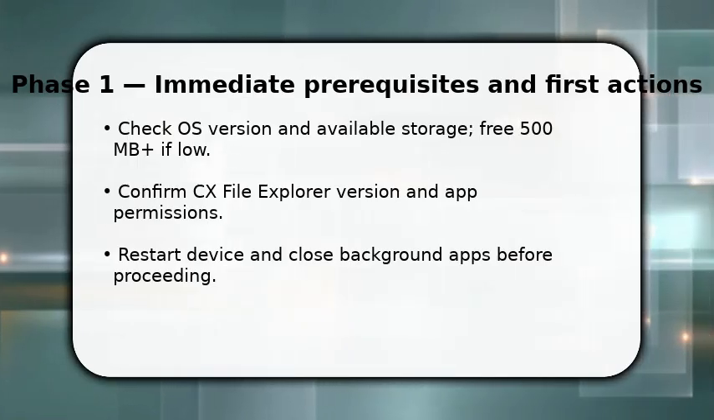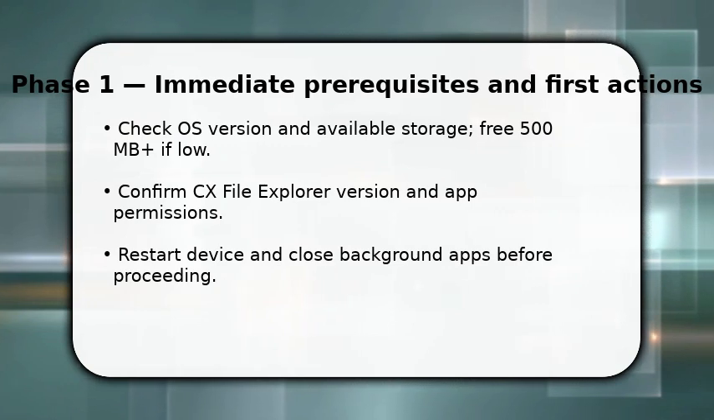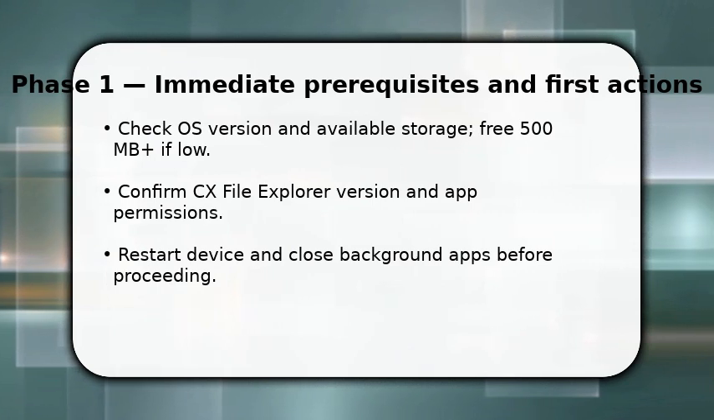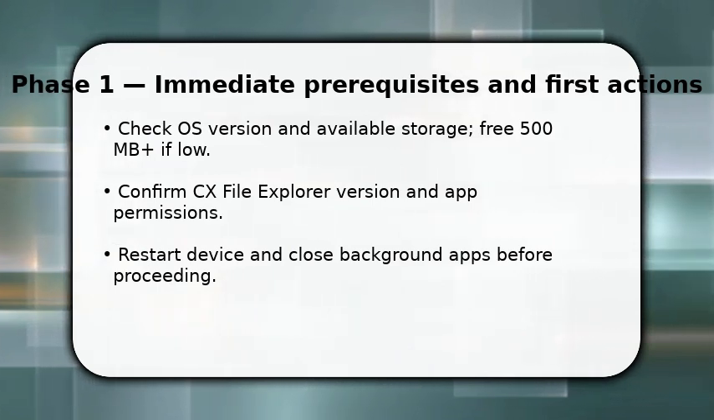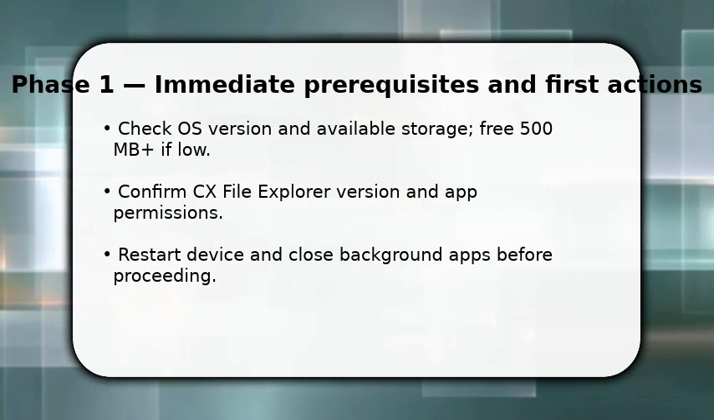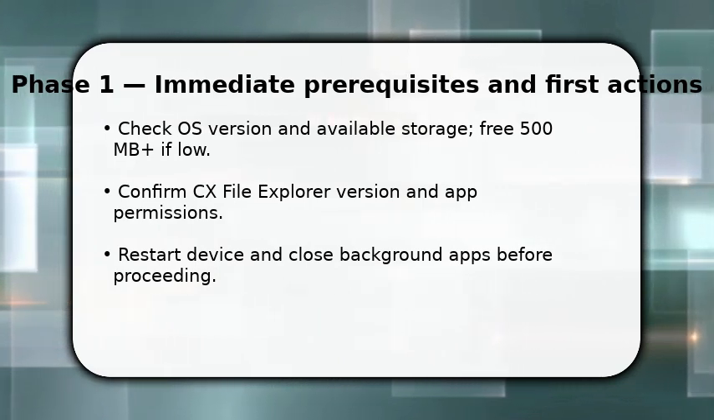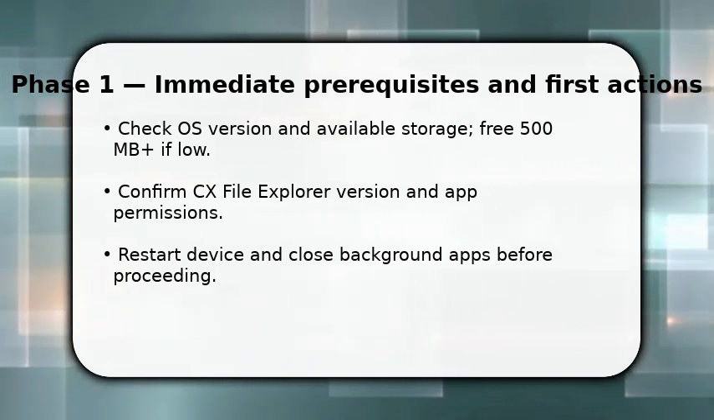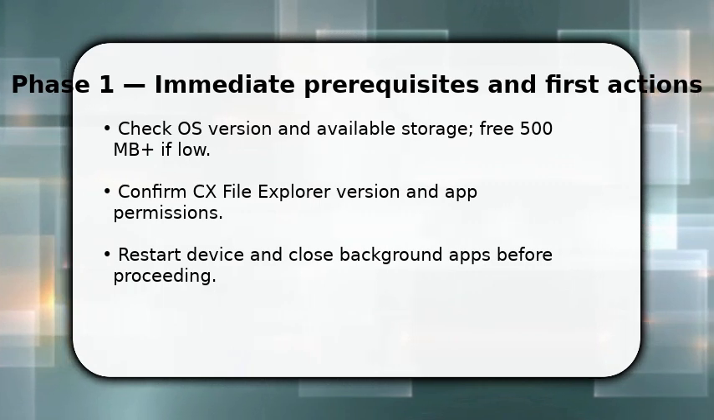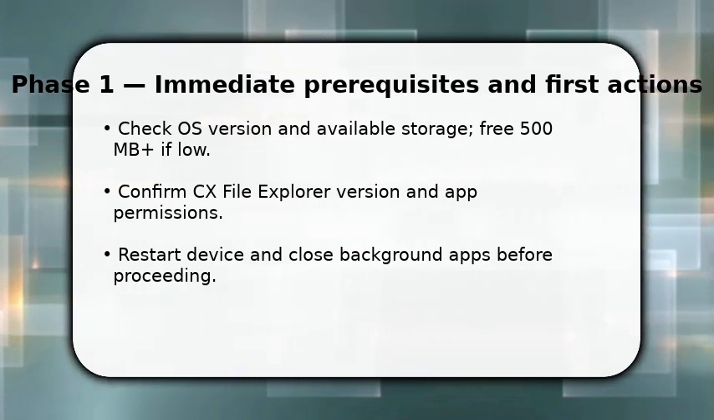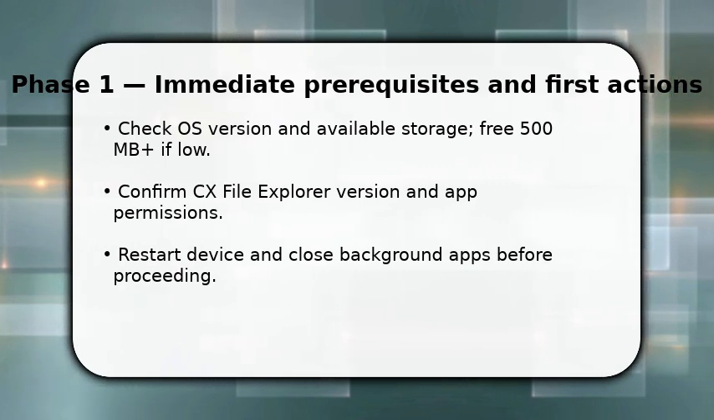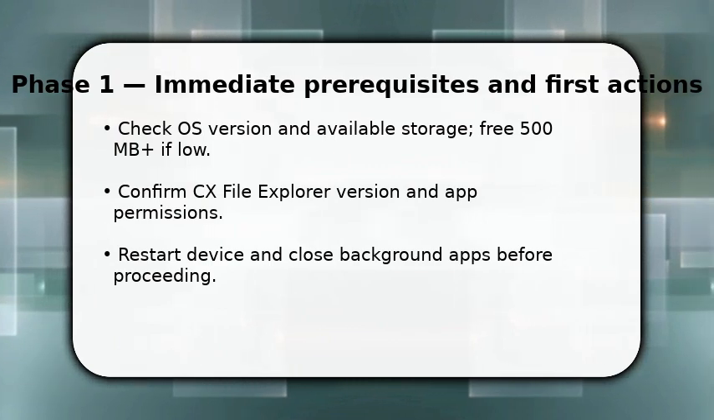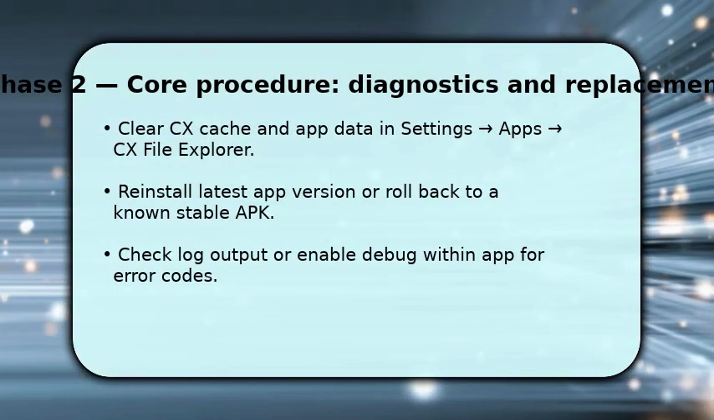You begin by confirming prerequisites. Check your OS build and ensure at least 500 MB free storage because installs and caches need space. Next, open Settings and verify CX File Explorer has file and storage permissions. Without them, it can hang. Once done, force stop the app, clear recent tasks, and reboot your device. This clears transient locks and gives a clean environment to reproduce the loading error, so you can apply targeted fixes with certainty.